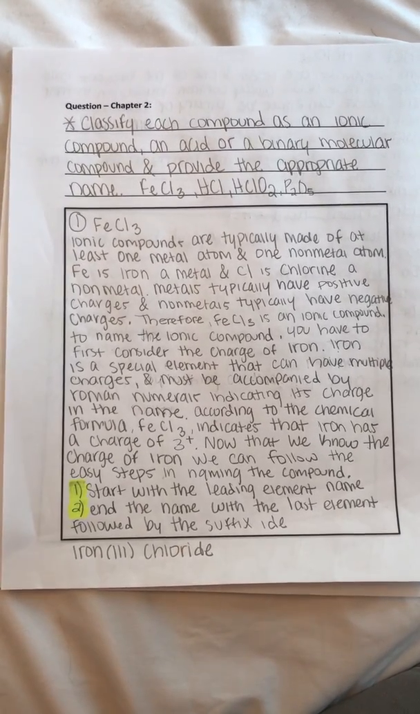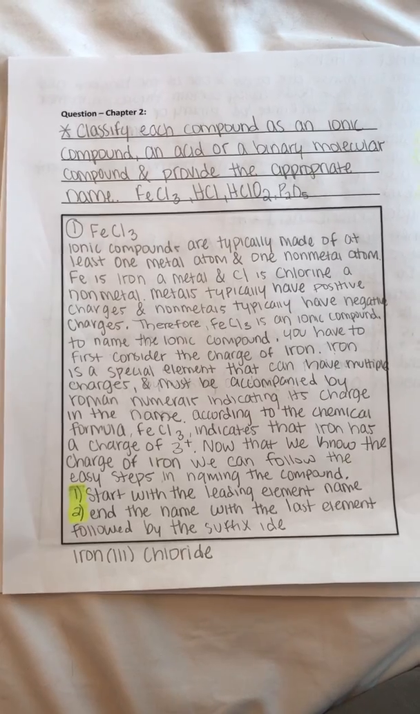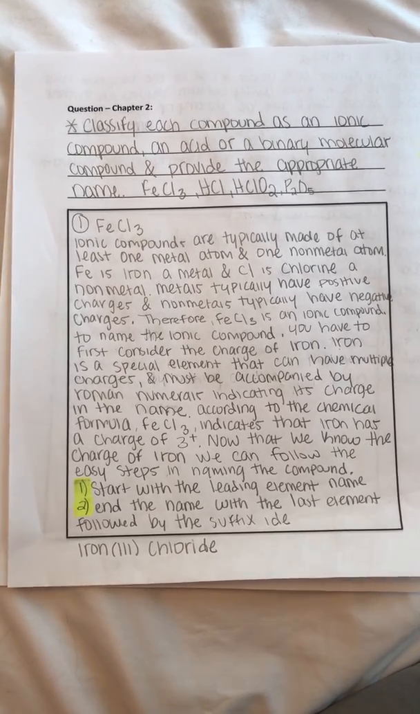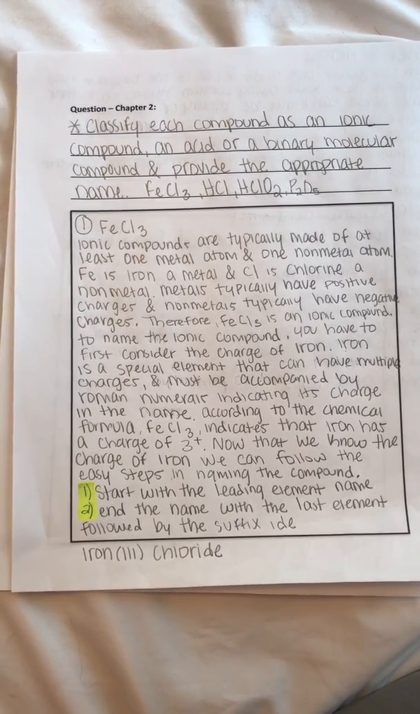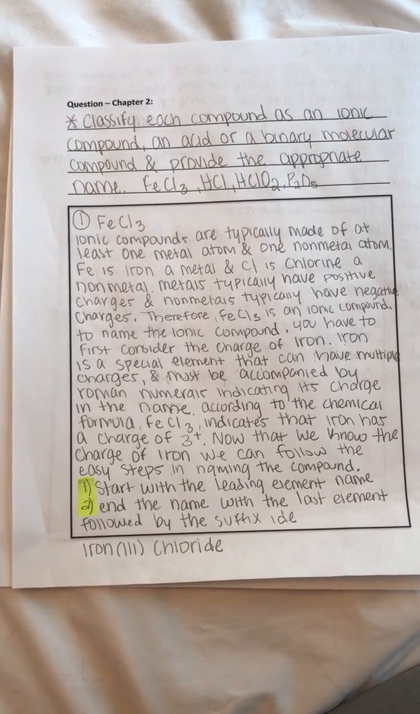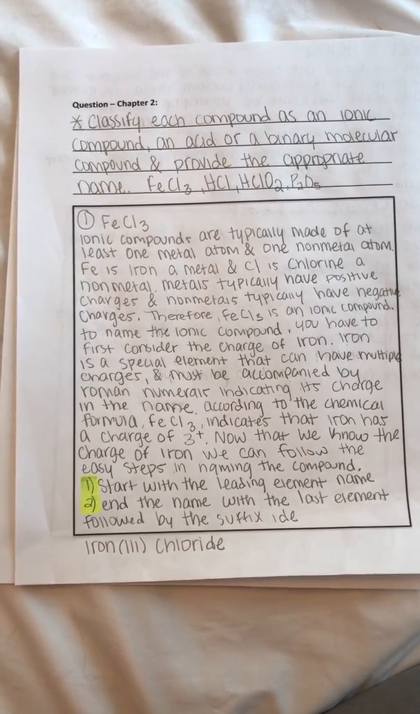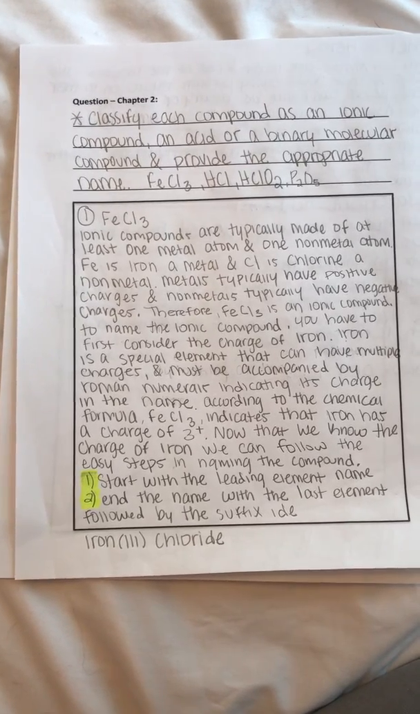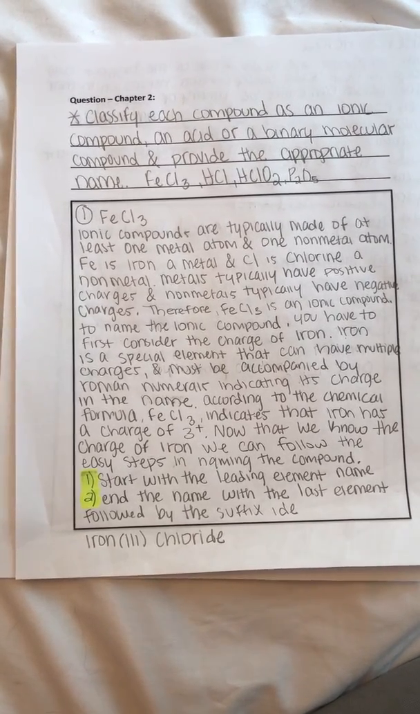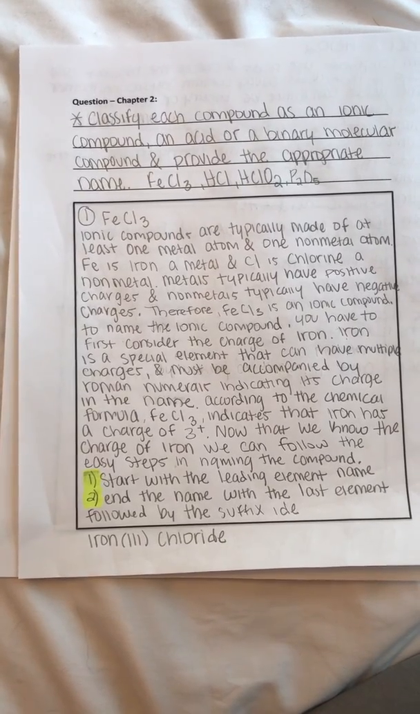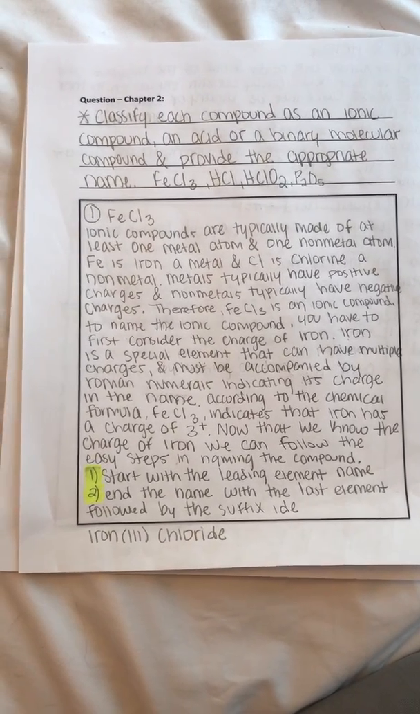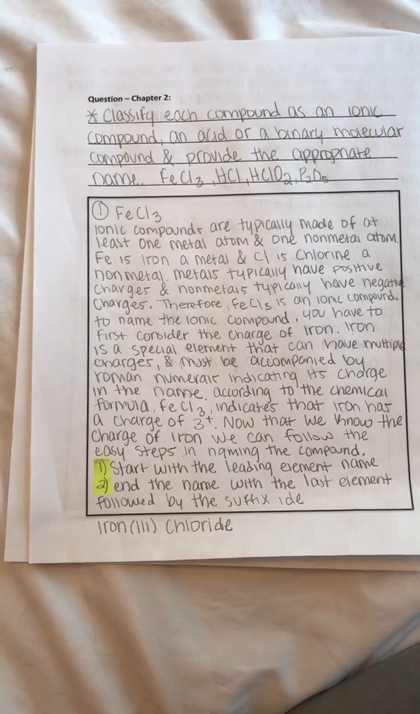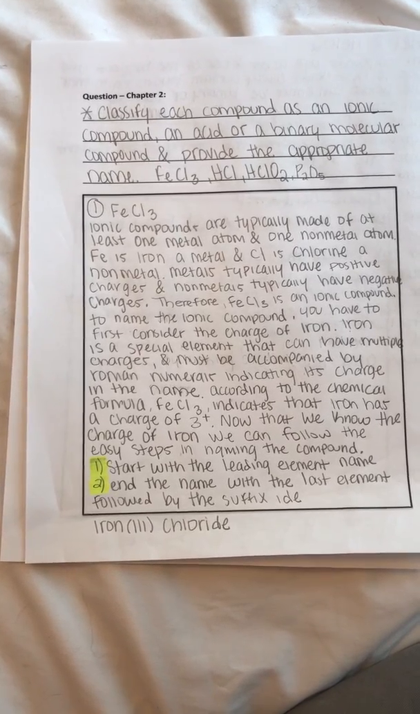To name the ionic compound, you have to first consider the charge of iron. Iron is a special element that can have multiple charges and must be accompanied by Roman numerals indicating its charge in the name. According to the chemical formula, FeCl3 indicates that iron has a charge of 3+. Now that we know the charge of iron, we can follow the easy steps in naming the compound.